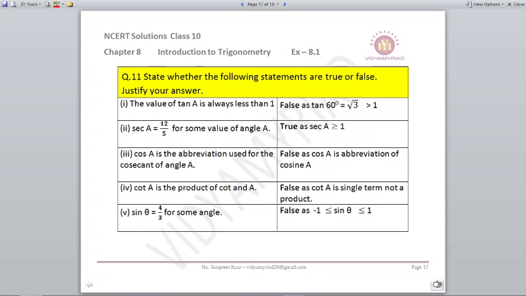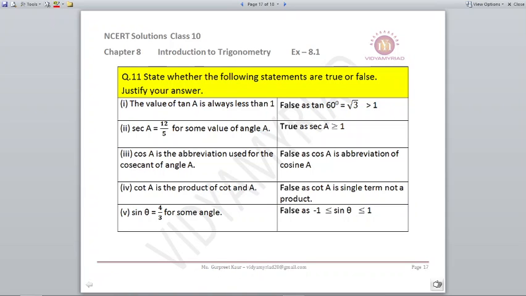Cos A is the abbreviation used for the cosecant of angle A. No, it's a false statement because cos A abbreviation is cosine. It is used for cosine A. We write short for cosine as cos. Cot A is the product of cot and A. No, it's a single term, so it cannot be separated. There is nothing as cot alone. There has to be some angle with it. So it's a false statement.